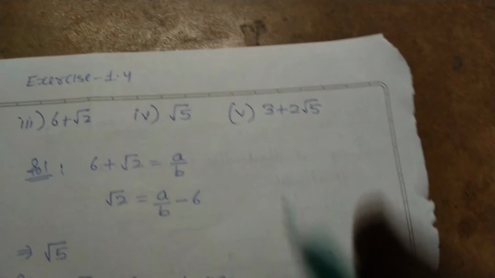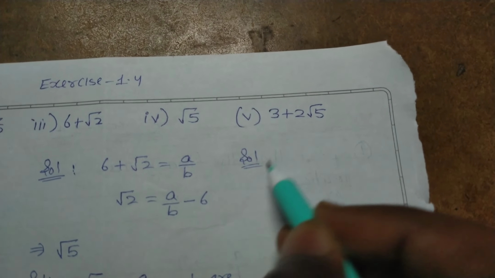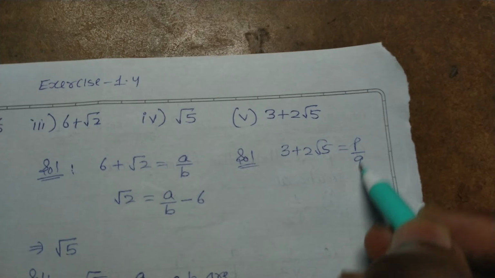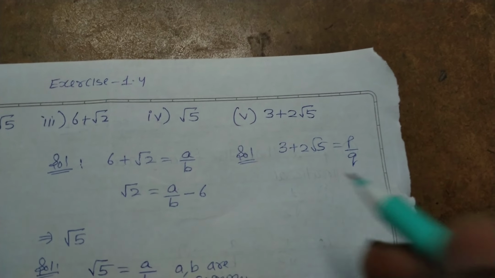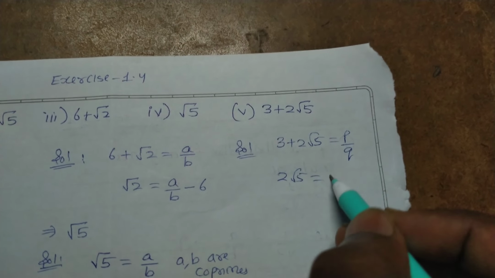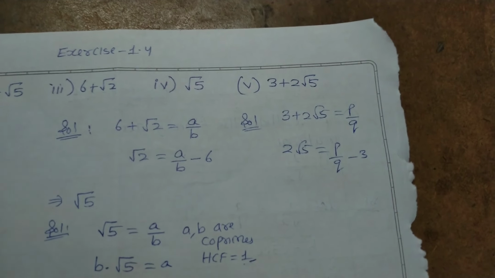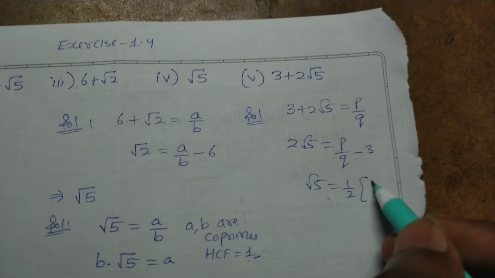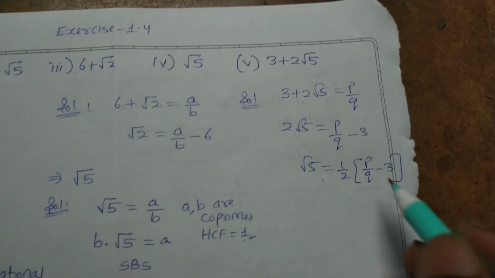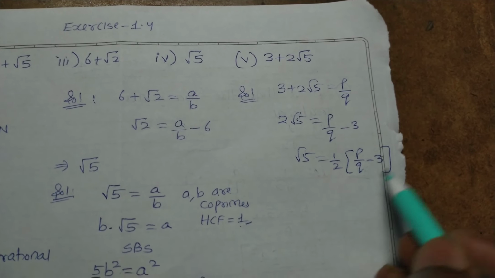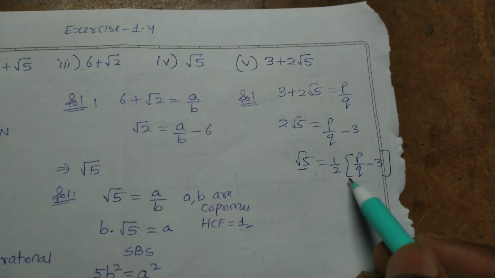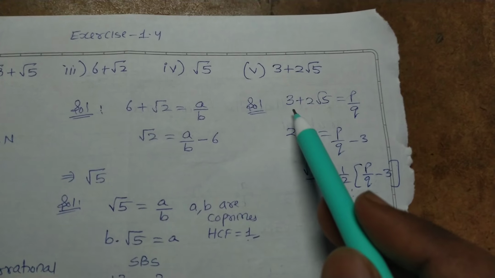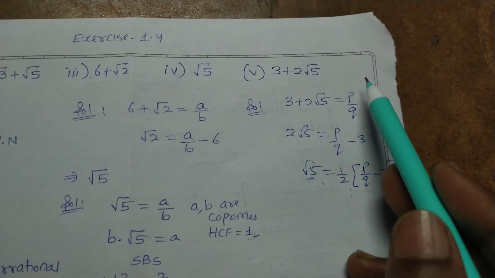And this question you already know, just like the previous question. 3 plus 2 root 5. First we will assume 3 plus 2 root 5 is equal to p by q. We will assume this number is equal to a rational number, and then 2 root 5 is equal to p by q minus 3. From here root 5 is equal to 1 by 2 times p by q minus 3. Here you see this total is a rational number, this is an irrational number, so a rational number can't be equal to an irrational number, so that's why our assumption is wrong. Therefore 3 plus 2 root 5 is irrational.